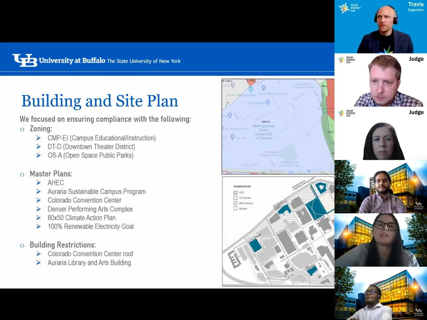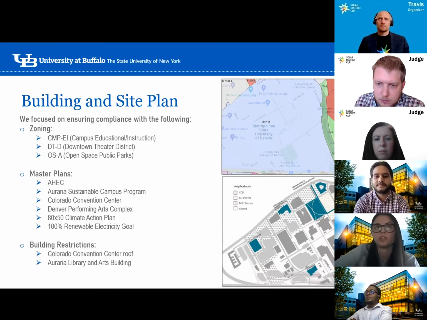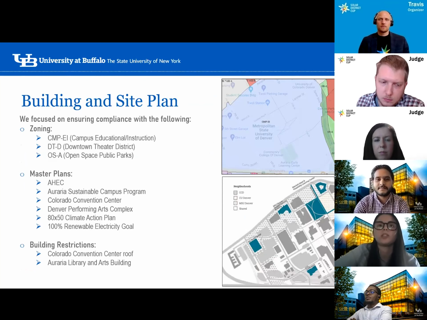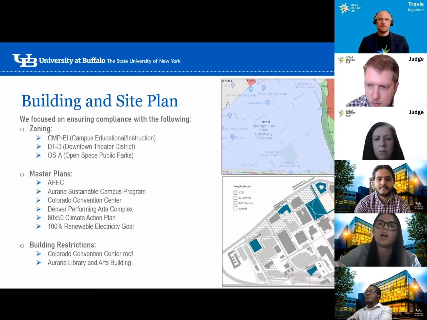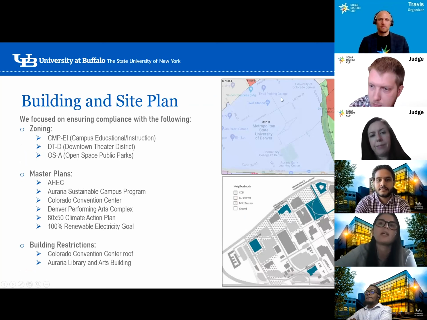So starting off with our building and site plan, we focused on ensuring compliance with the zoning ordinances, the master plans, and any potential building restrictions. So starting off with the zoning, this map in the top right corner here shows the zoning areas for a specific district. So the periwinkle area represents the campus educational/instruction zone.